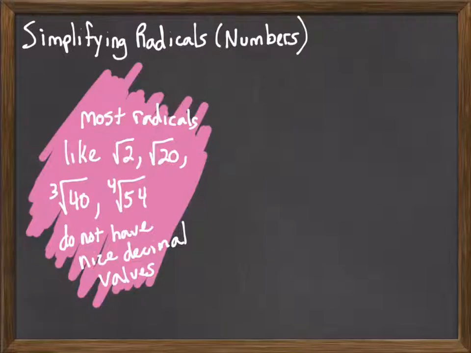So, much like a lot of fractions have very ugly decimals, we'd like to simplify these as radicals. We'll keep them written as radicals so that we have an exact value. But just like fractions, we like to be able to simplify or reduce them down to lowest terms. With radicals, we'd like to reduce them down to a smaller radical.